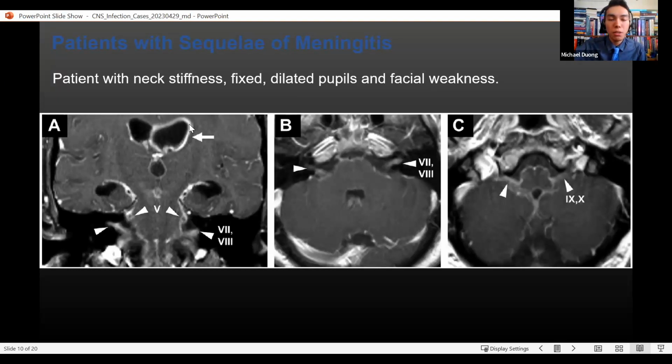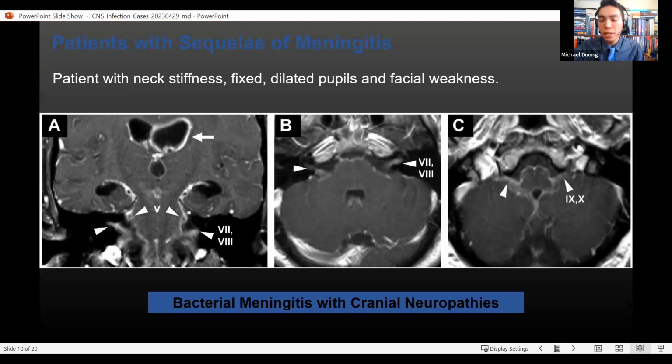T1 post-contrast MRI shows, again, ependymal lining enhancement. And then also we see enhancement of the cranial nerves. We know if there's enhancement of the cranial nerves, that is always pathologic. Here we see the trigeminal nerve bilaterally. We see the facial nerve and vestibulocochlear nerve, also demonstrated on the axials. And then cranial nerves 9 and 10, so glossopharyngeal and vagus. This is most consistent with somebody who has bacterial leptomeningitis with multiple cranial neuropathies as a complication.